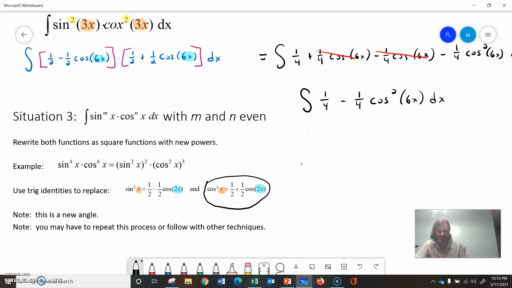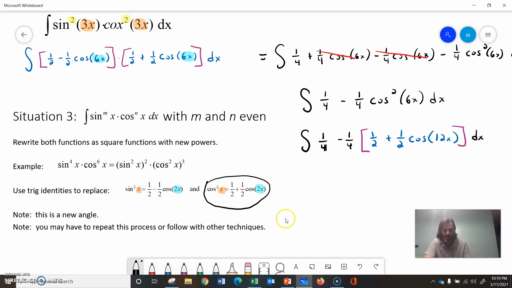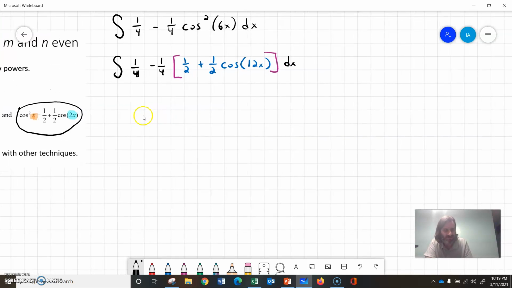So let's see. It'll be the integral of 1/4 minus 1/4. And then we need to start taking care of this other thing. So we got cosine squared of 6x. That's going to turn into 1/2 plus 1/2 cosine, and we got double that angle, so now it's up to 12x dx. So we used that same formula again. Now the nice thing is we're about done with it. It's just not much fun.